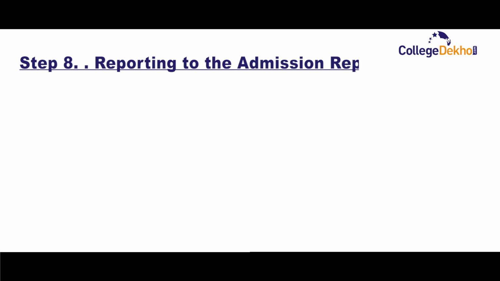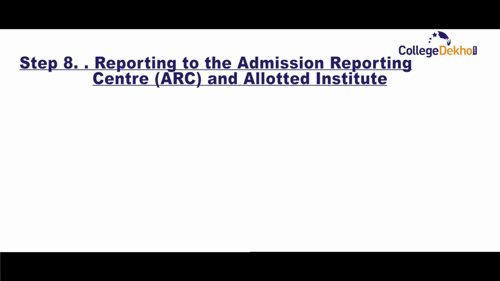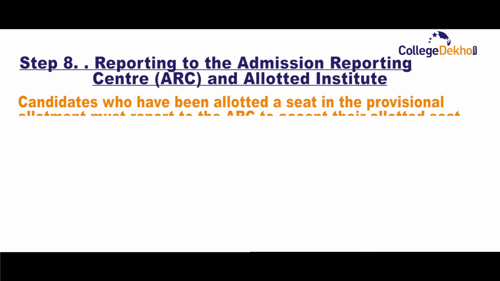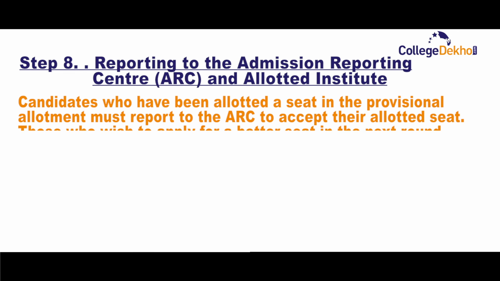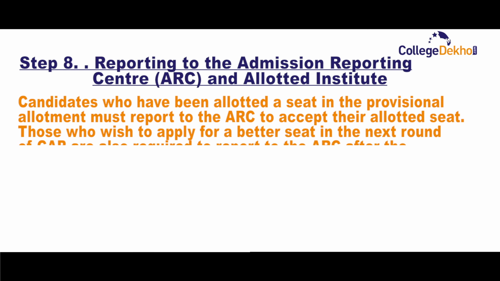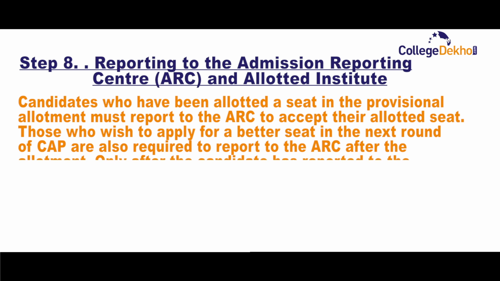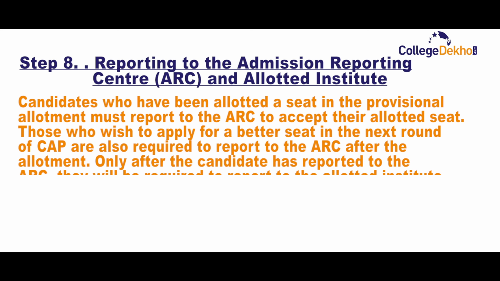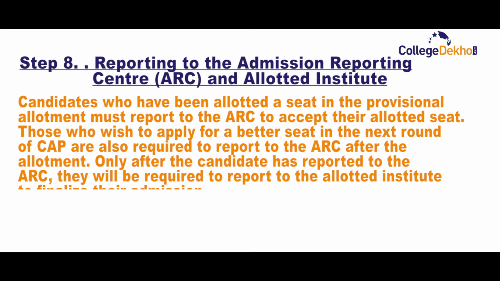Next round is reporting to the Admission Reporting Center and allotted institute. Candidates who have been allotted a seat in the provisional allotment must report to the ARC to accept their allotted seat. Those who wish to apply for a better seat in the next round of CAP are also required to report to the ARC after the allotment. Only after the candidate has reported to the ARC, they will be required to report to the allotted institute to finalize their admission. Next and the last round is reporting to the allotted institute.